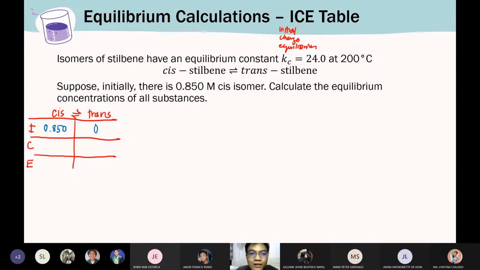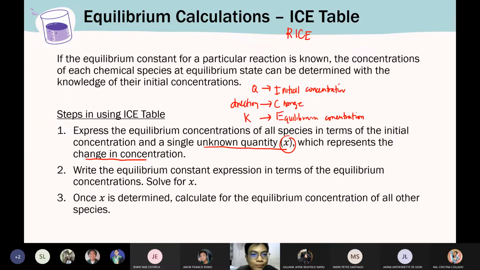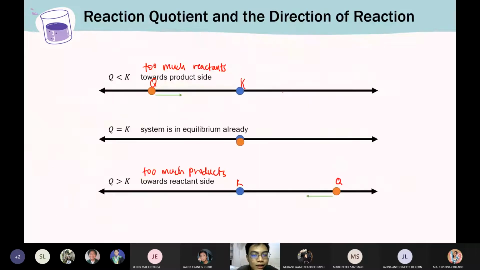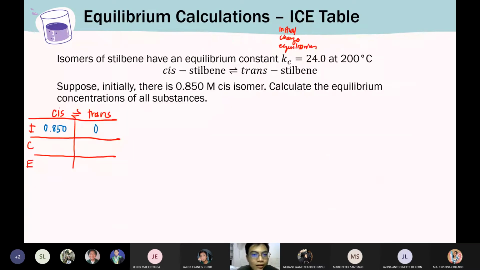Okay? The proper way of determining the change is to use this thing, yung ginagawa natin, yung Q and K. Pero minsan kailangan mo na lang ng simple logic. Wala kang amount ng product. So, paano mababawasan yan? Wala nga siya, di ba? Ibig sabihin, it is correct that the reactant will decrease and the product will increase. Okay? So, minsan you don't really need to complicate everything. Especially kung zero yung isang side.